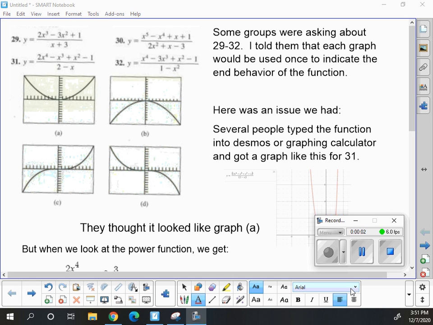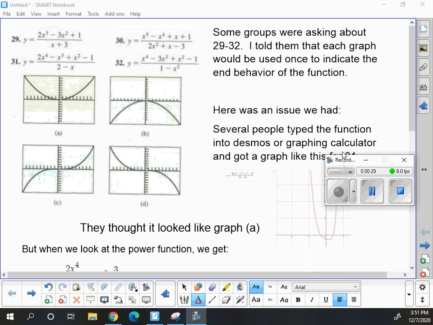All right, I'm going to take an attempt at explaining some questions that I was a little stumped on when we talked about in class. So this is 2.2, talking about limits, and numbers 29 through 32. Some of the groups were asking about them, and they said they had graphed them on Desmos or on their graphing calculator, and we were getting something that just wasn't really making sense to me. And so we're trying to figure out the end behavior.